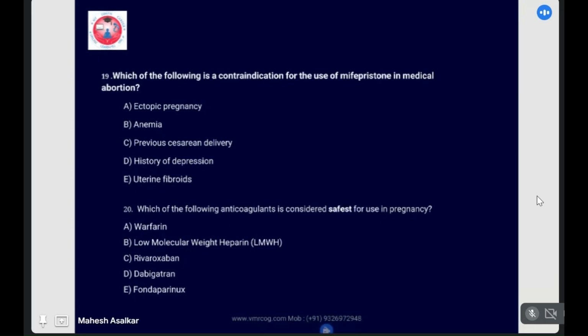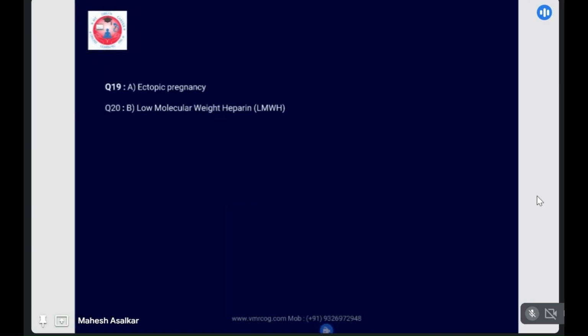Which of the following anticoagulants is considered safest for use in pregnancy? Warfarin, LMWH, rivaroxaban, dabigatran, and fondaparinux. It is LMWH. Correct. So ectopic pregnancy is definitely the contraindication because mifepristone has got no role there. Right. Okay. And next is low molecular weight heparin. Yes, that is the safest.